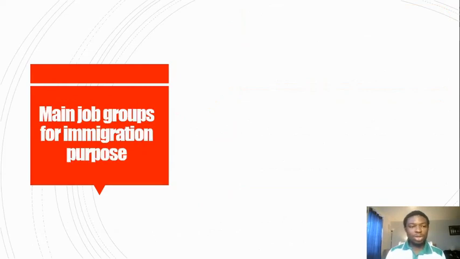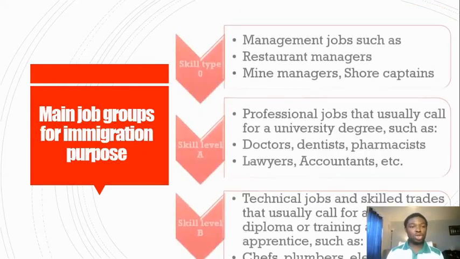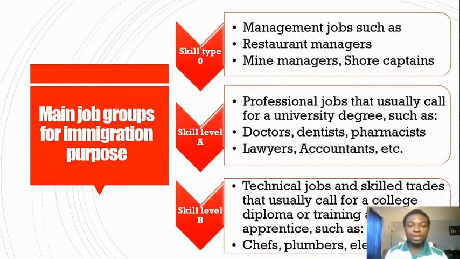All right, now let's talk about the main job groups for immigration purposes. Now you have 5 different job groups. The first is skill type 0. Now skill type 0 generally talks about management jobs, right? Such as restaurant managers, mine managers, shop captains, bank managers, credit managers; managers generally have the skill type 0. All right. Then you have skill level A. Skill level A is professional jobs. I'm sure a number of people in my audience actually belong to this category.